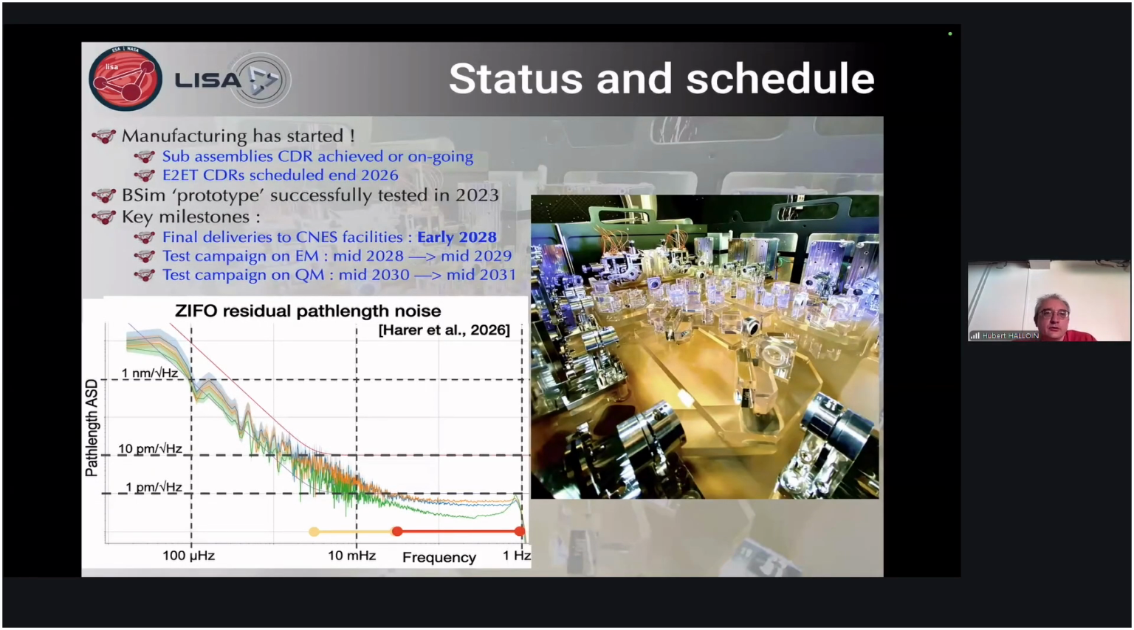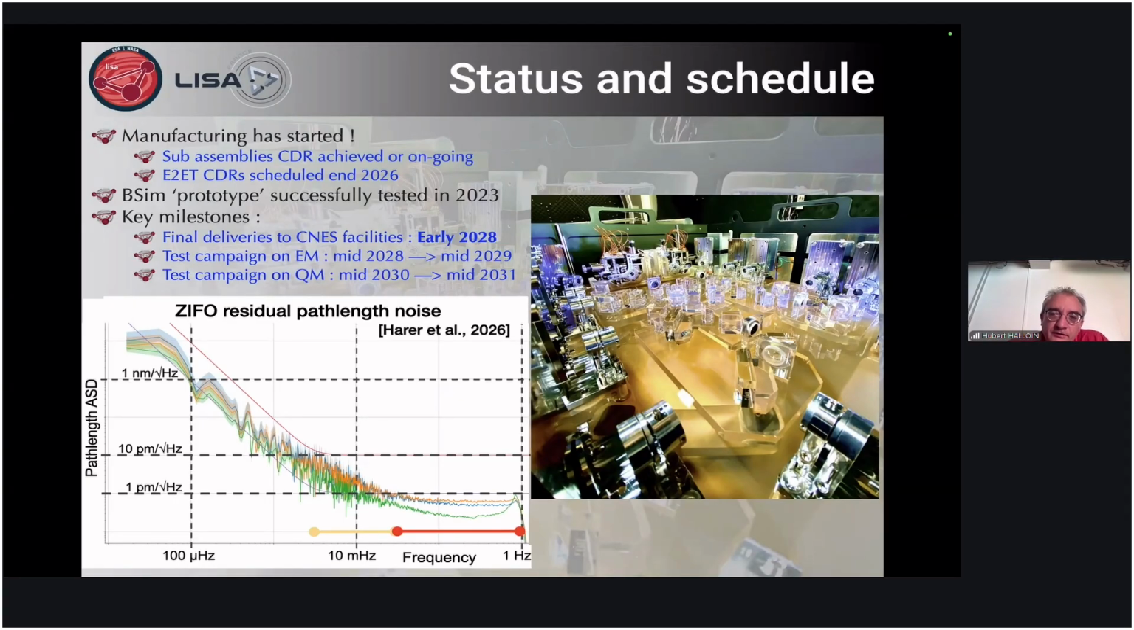Just to give you a quick status of where we are now, the optical test benches and all the facilities and GSEs required for testing LISA are being manufactured right now. We have either achieved or are achieving critical design reviews for all the subsystems, and the global CDR for the end-to-end test is scheduled somewhere at the end of this year.